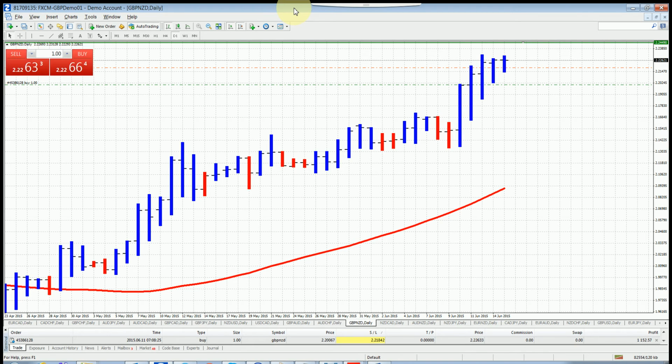I will demonstrate that trailing stop strategy by using this trade in front of us now on the screen. This trade is for British Pound New Zealand. As you can see, it's a daily chart. We have our MA50 on the screen, and we have the Heiken Ashi indicator. By the way, it is very easy to add this indicator to your chart. It comes by default with MetaTrader 4.